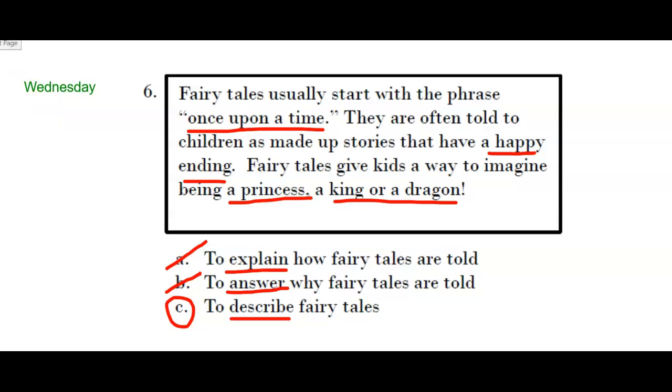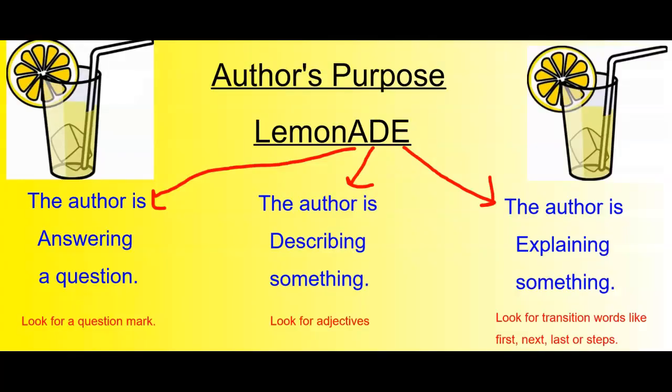Now, if you got that right, pat yourself on the back, boys and girls. If you missed it, just fix it. And we'll try again tomorrow. At this time, let's review what we've learned. Remember, an author's purpose or reason for writing a book or a passage can be found in the word lemonade. Look at the last 3 letters of lemonade, A-D-E.